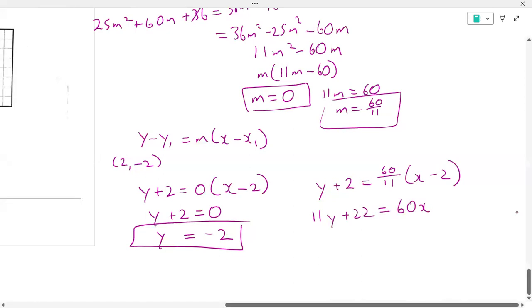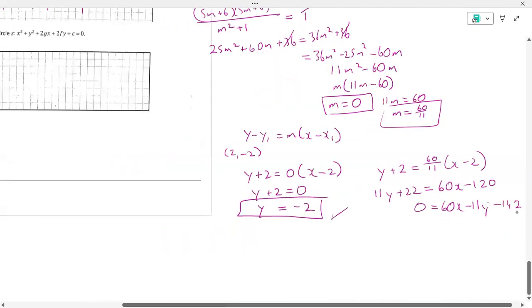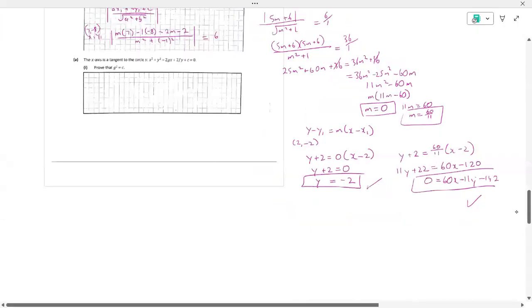So I'm just skipping one or two steps there, but you can always pause the video and try it for yourself. So the second line is 60x minus 11y, and that's going to be minus 142. And they're my two equations, and that's done. So that's one equation, and that's the other. So one is horizontal, and basically one isn't.